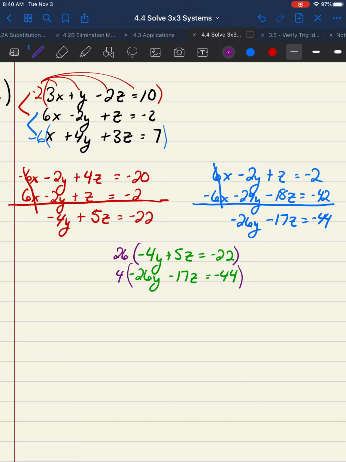But I don't have opposing signs. They're both negatives. I need one negative, one positive, so I'm going to choose a negative on at least one of the numbers. Okay? So negative 26 times 4, I get 104y. Negative 26 times 5, minus 130z, negative 26 times negative 22, 572. And then I'm going to do the other equation, but times 4.